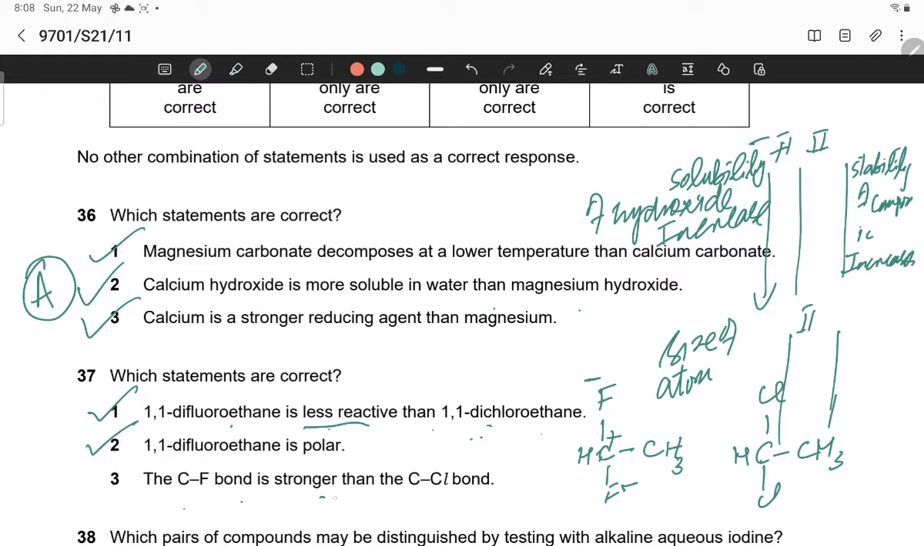The CF bond is stronger than the CCl bond. So in the first statement, 1,1-difluoroethane is less reactive than 1,1-dichloroethane. It means that the bonds are stronger and require more energy to break. So that's why it is less reactive than 1,1,2-dichloroethane. The CF bond is stronger and requires more energy to break than the CCl bond. So this is also correct. If three statements are correct, the option will be A.